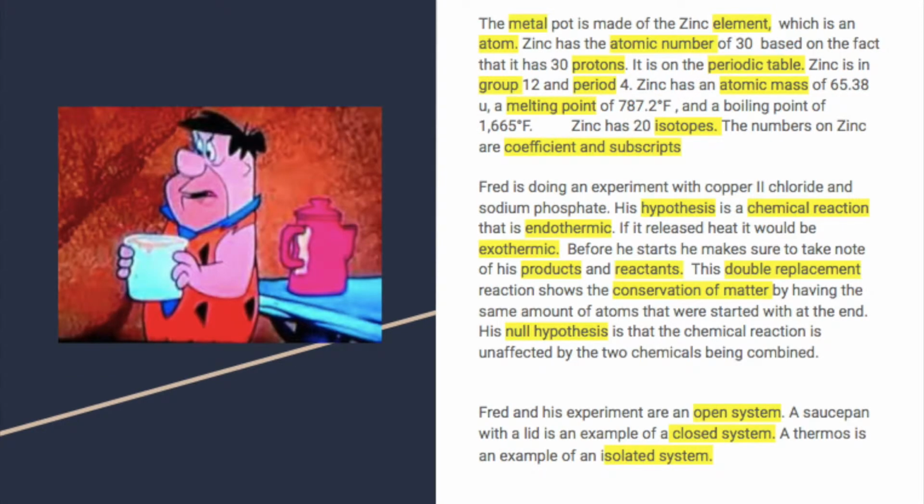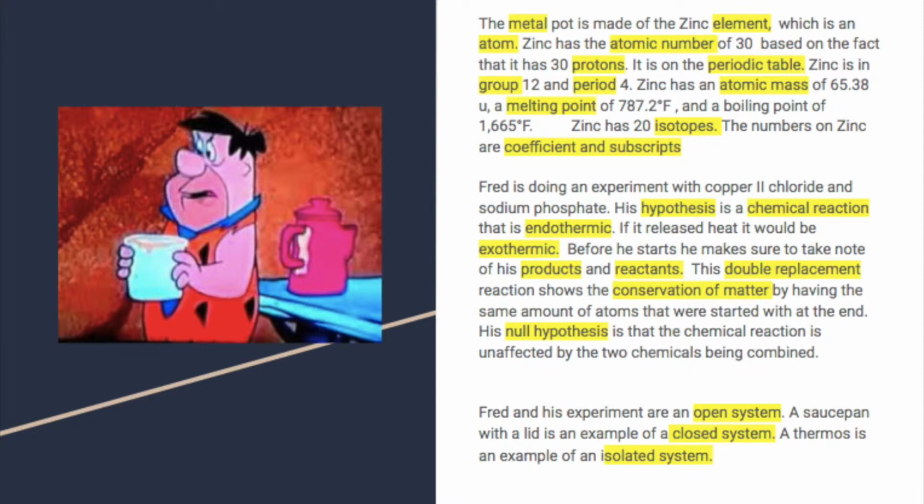The metal pot is made of the element zinc, which is an atom. Zinc has the atomic number of 30 based on the fact that it has 30 protons. It is on the periodic table. Zinc is in group 12 in period 4. Zinc has an atomic mass of 65.38 u, a melting point of 787.2 degrees Fahrenheit, and a boiling point of 1660 degrees Fahrenheit. Zinc has 20 isotopes. The numbers above and below zinc's symbol are the coefficient and subscript.